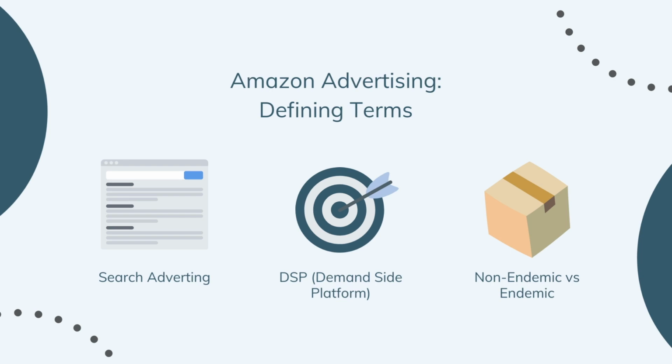Non-endemic versus endemic is usually for DSP, but it is something that is sold on Amazon versus something not sold on Amazon. So an example would be a surge protector would be an endemic product sold on Amazon. If you search for a surge protector right now, you can find hundreds of different ones. Non-endemic would be something like car insurance or other items that you can't buy on Amazon currently.